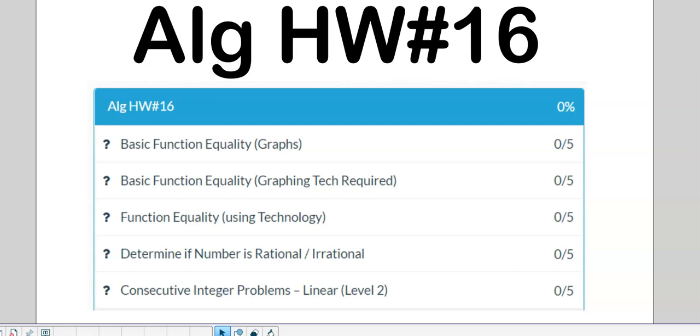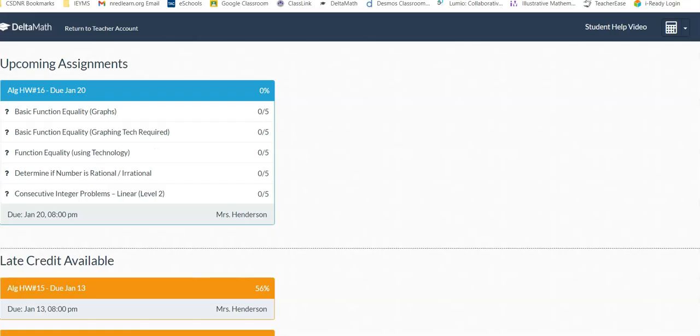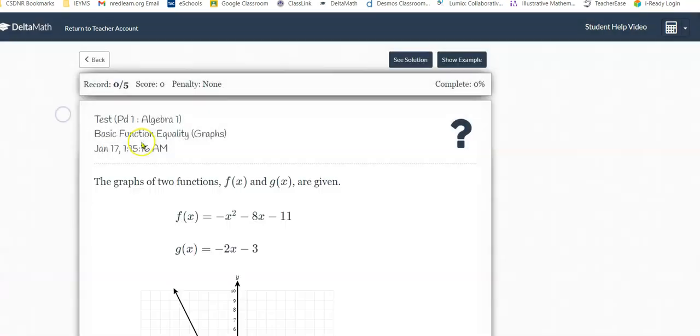Okay, let's take a look at homework number 16. Make sure you've got your graphing calculator ready because you're going to need it for some of these tasks. All right, the first one is basic function equality, reading from graphs.